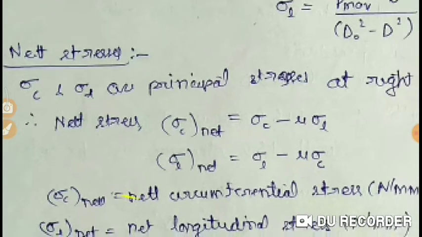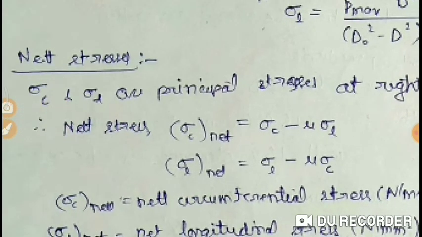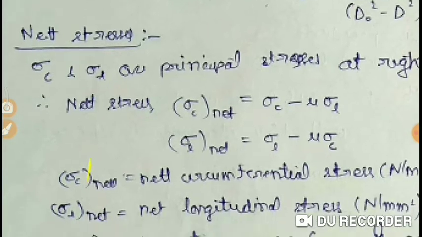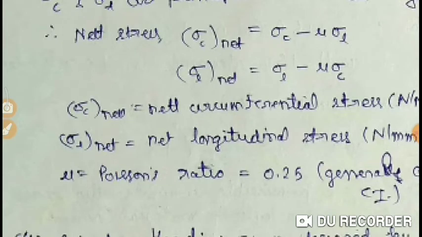Now the net stress: sigma c and sigma L are the principal stresses at right angles, because the circumferential and longitudinal stresses are at right angles. So net stress sigma c net, in the circumferential direction, will be equal to sigma c minus mu times sigma L, because you already know mu is the Poisson ratio, which is the negative of lateral upon longitudinal strain. Similarly, sigma L net will be equal to sigma L minus mu times sigma c.